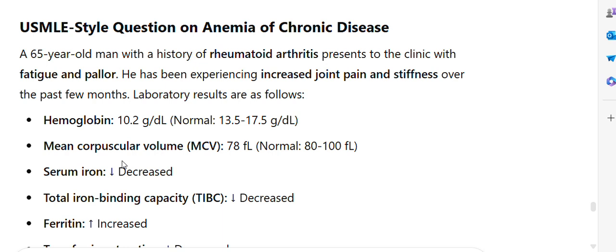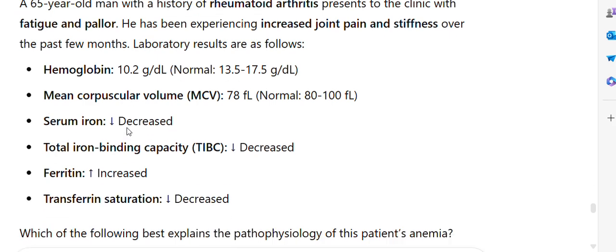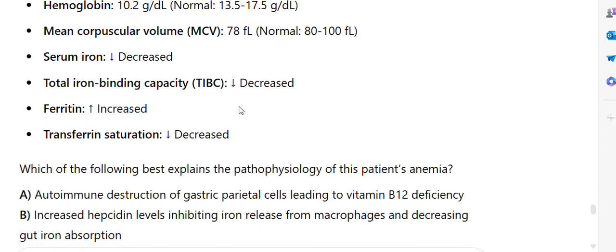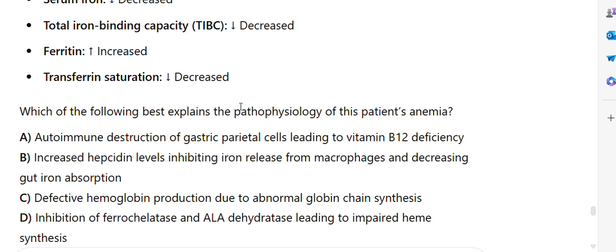Hemoglobin, 10.2 grams per dL, normal 13.5 to 17.5 grams per dL. Mean corpuscular volume, MCV, 78 femtoliters, normal 80 to 100 femtoliters. Serum iron, decreased. Total iron binding capacity, TIBC, decreased. Ferritin, increased. Transferrin saturation, decreased. Which of the following best explains the pathophysiology of this patient's anemia?